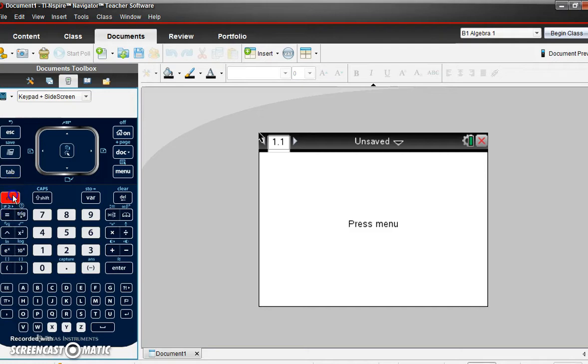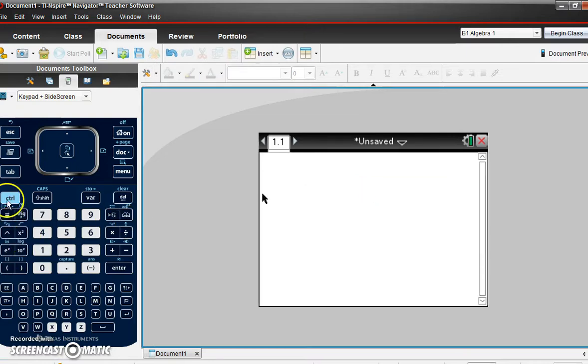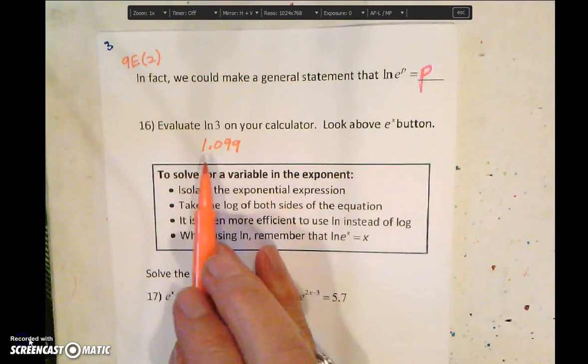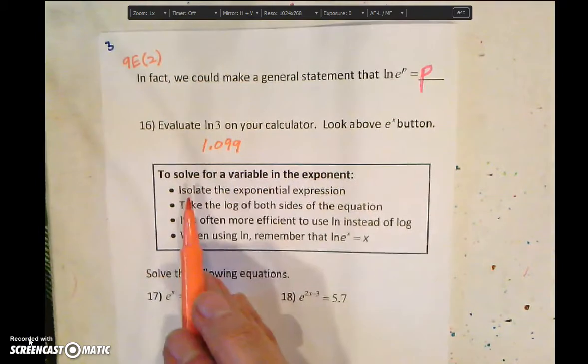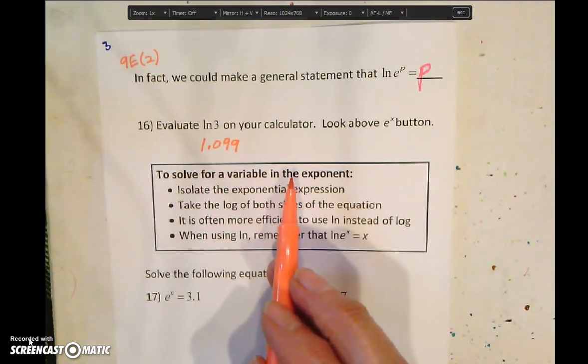So we're going to do the control ln, and then just put that 3 inside of there, and then enter and get your answer of 1.099. We'll round it to 3 decimal places. All right, so 1.099.